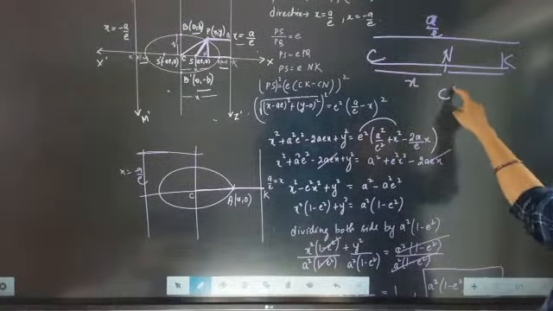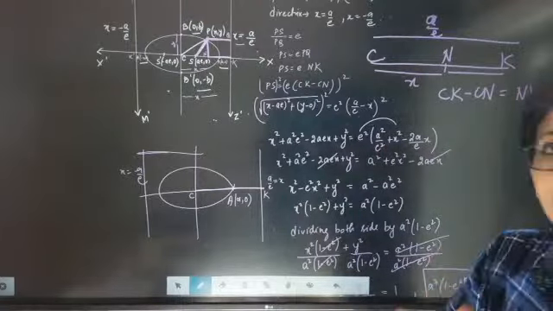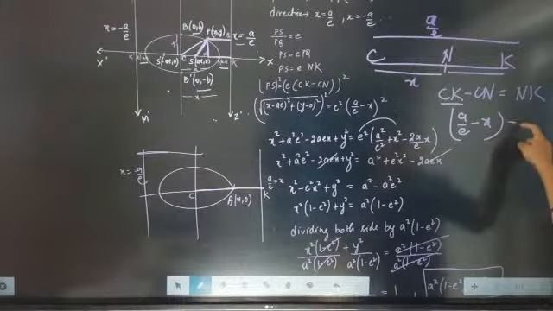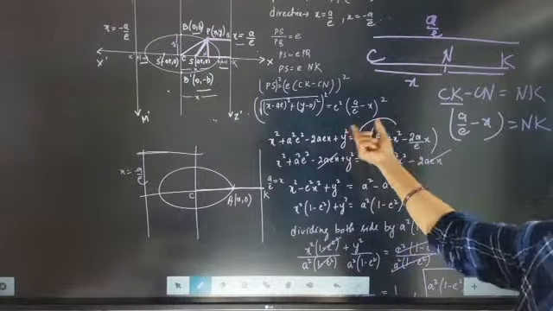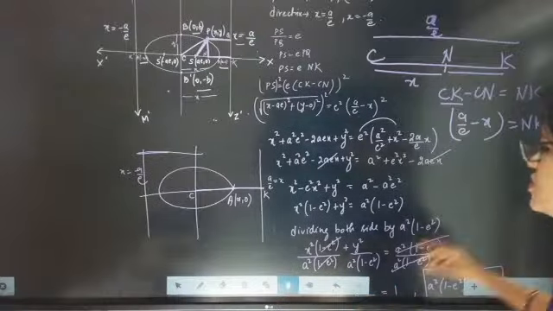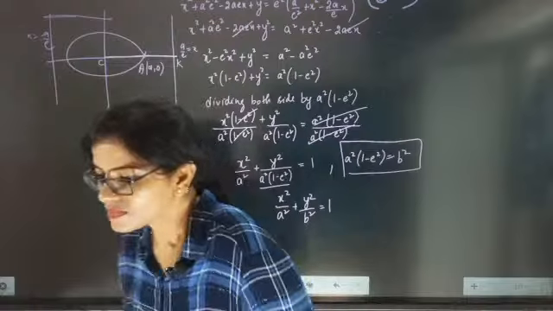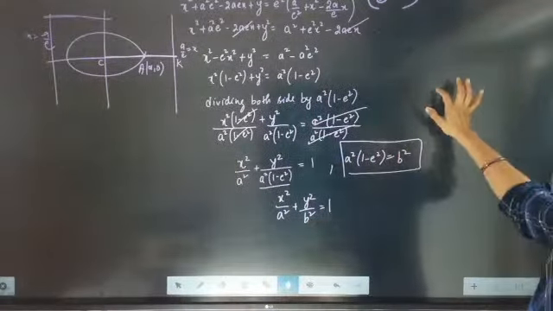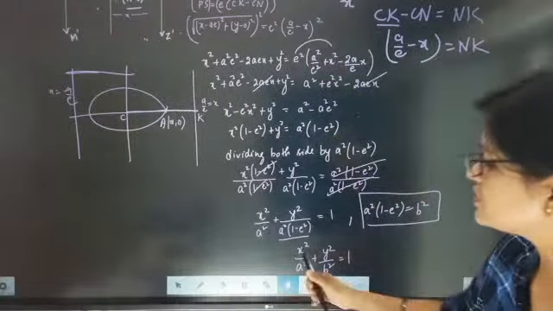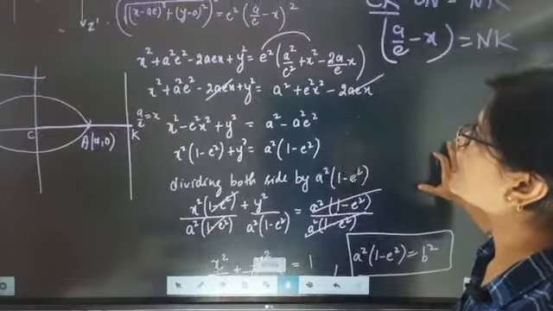So what I did, I wrote CK minus CN equal to NK, because we didn't have the NK value. CK is a by e and CN is nothing but x, and that is coming as NK, which is a by e minus x, as I have written. Since squaring both sides, I just put this in, it cancelled, and we got it. Only one last work we have done. Yes, I am going to repeat the last part again, Gautam. After squaring both sides, I multiplied. Everyone pay attention for the last section.